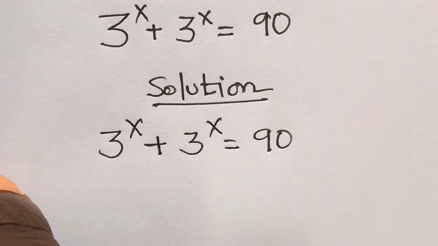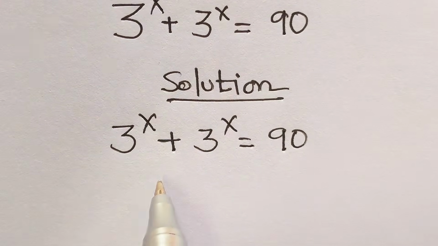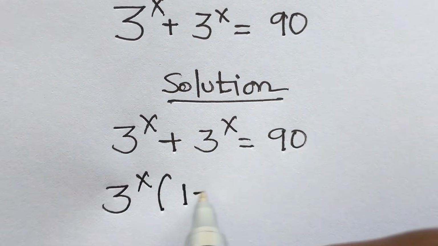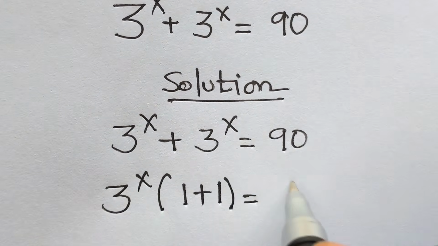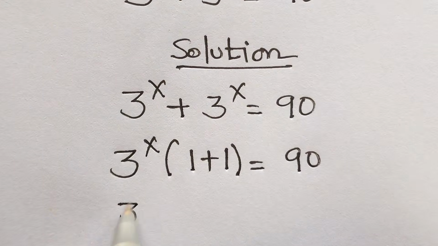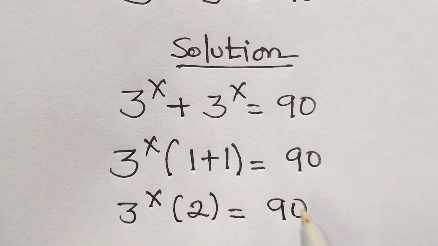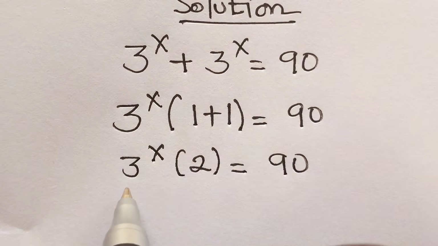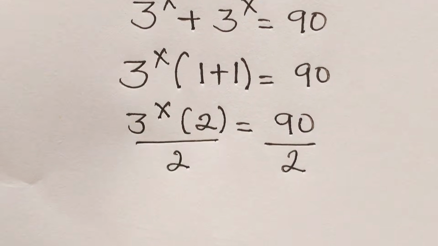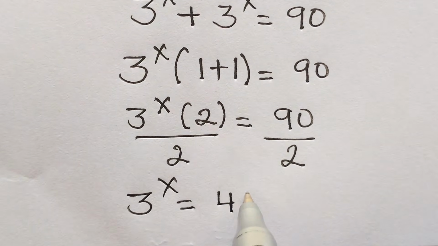We shall start by factorizing 3 power x because it is common. Then 1 plus 1 equals 90. Then 3 power x times 2 will be 90. At this stage we shall divide by 2, and 3 power x will be 45.